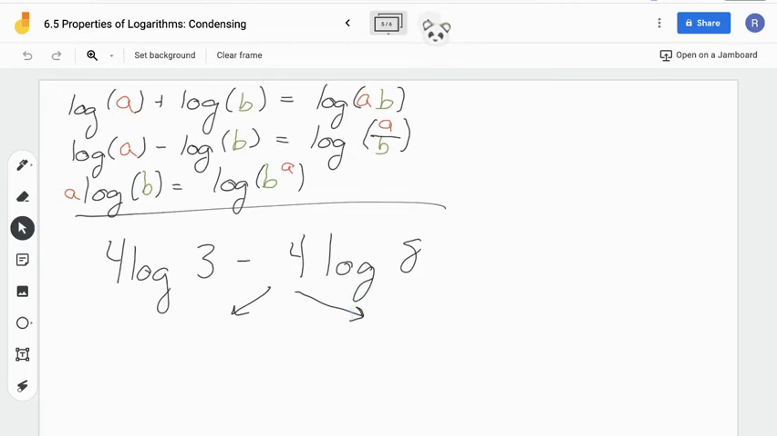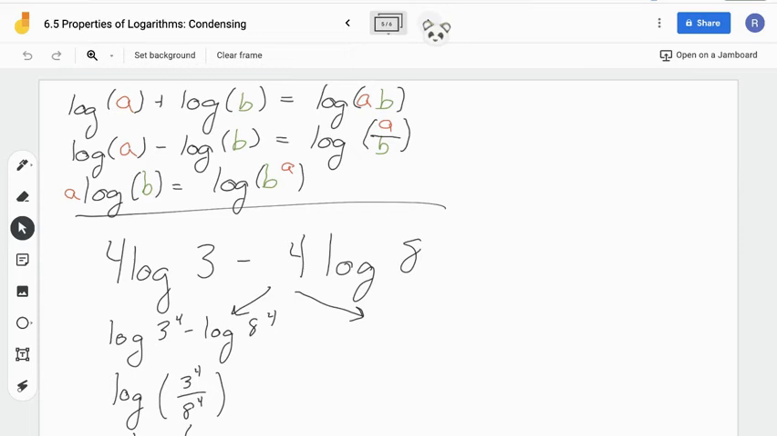The first one I could do is I could get those exponents out, right? So it would be log of 3 to the 4th minus log of 8 to the 4th. I can put together that subtraction by putting it together in one with division. And then I could go ahead and find those numbers.